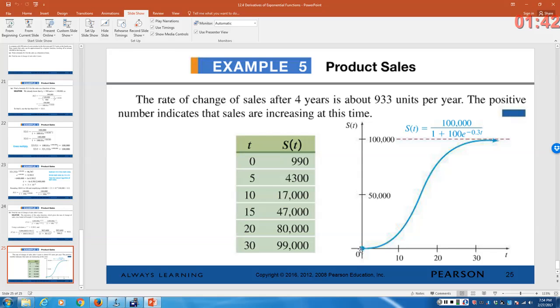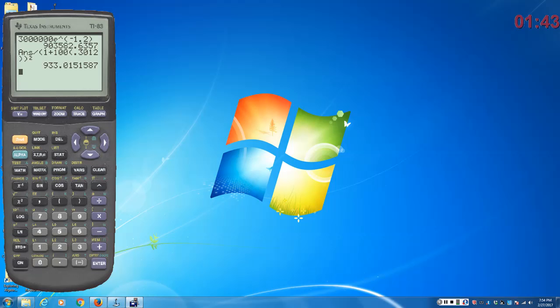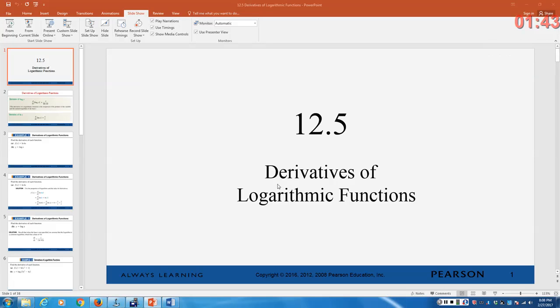And logistic functions always look that way. They start out low and then level off at a high number, or they can start out high and level off at a low number, depending on whether it's an exponential growth or an exponential decay function. But that pretty much finishes up the exponential functions. And y'all probably need to take a break, so take about 10. And I will get set up for the last section.